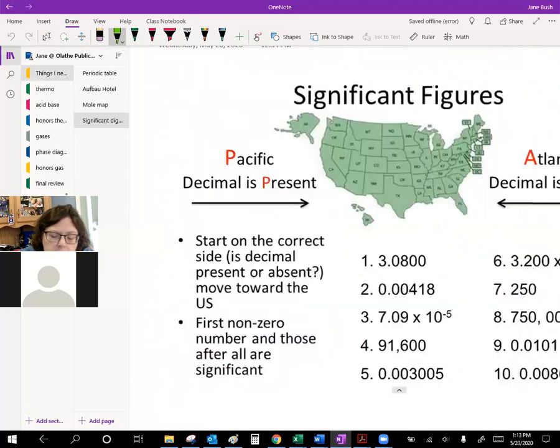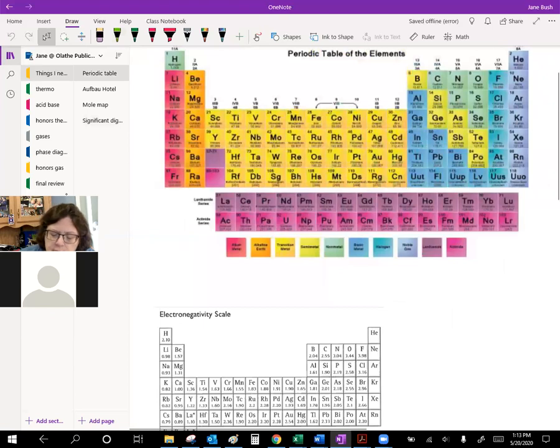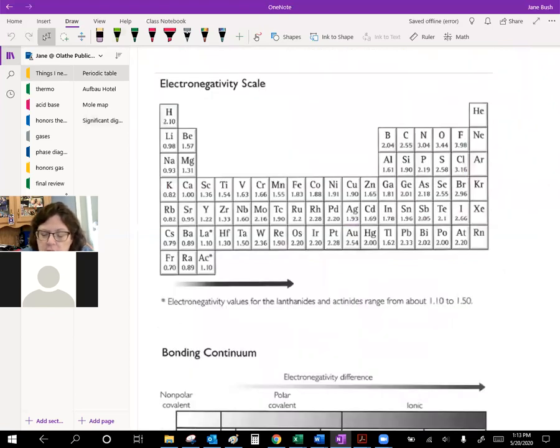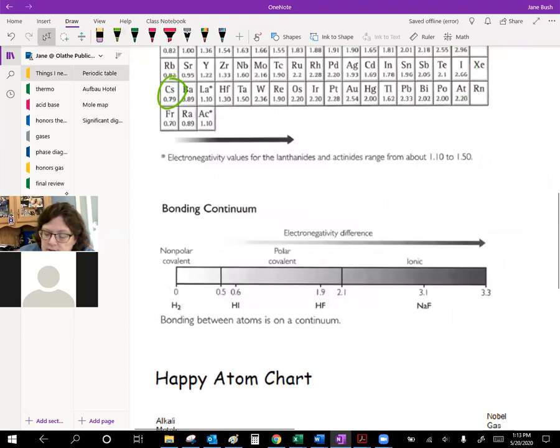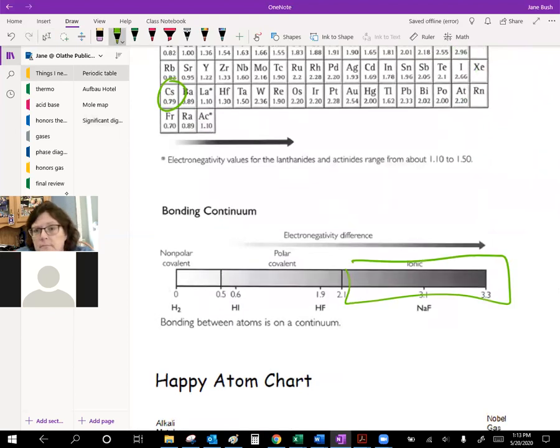Look what I did. I made a little cheat sheet here because I keep forgetting, or having to find things. All right, here's our electronegativity scale. These guys, if you subtract 3.98 minus 0.79, you have a big difference. The bigger the difference is going to be ionic.